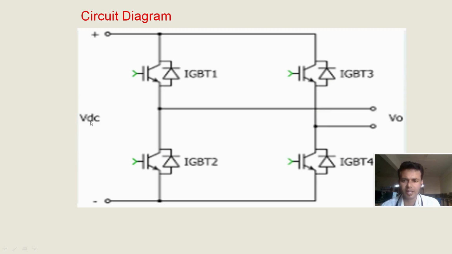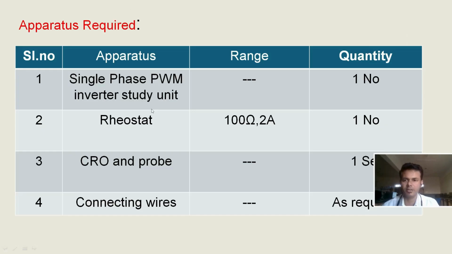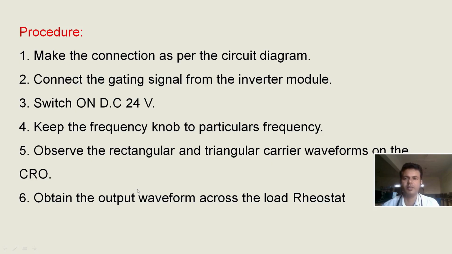So let us see the circuit diagram. We have 4 IGBTs, along with which we need to provide the gate signal to all the 4 IGBTs from the firing circuits. Parts required: a single phase PWM inverter study unit, CRO probes and certain connecting wires.